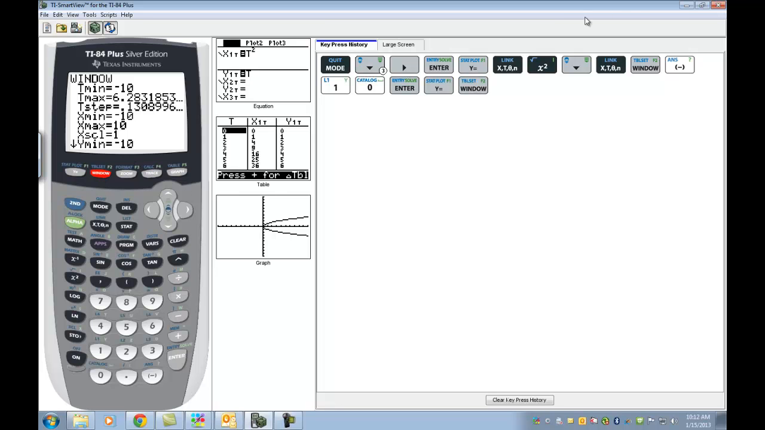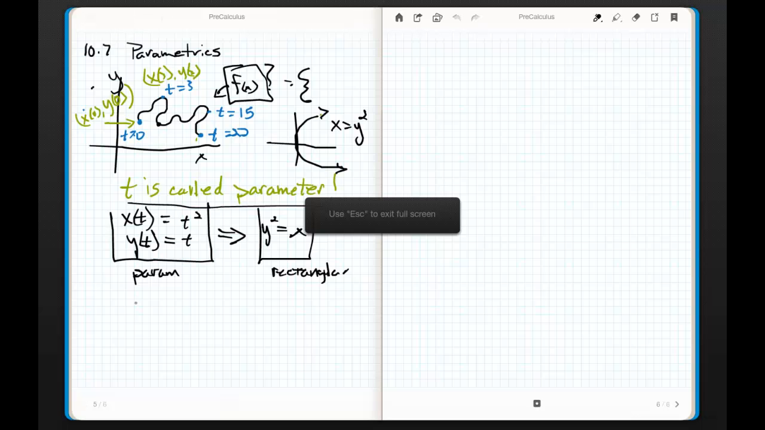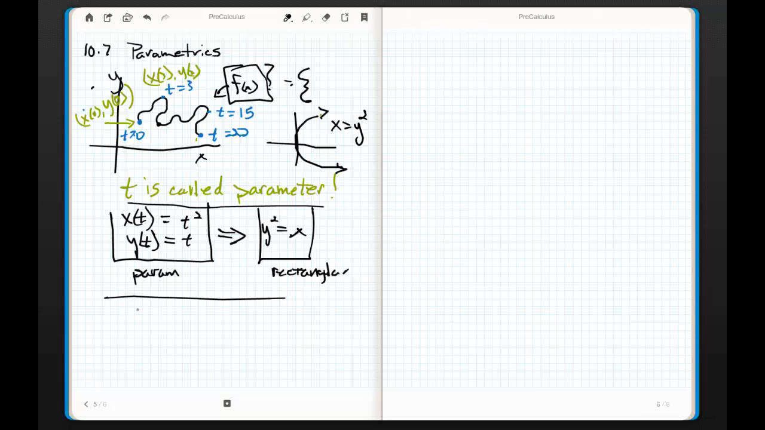Okay, let me shrink this back down and open this back up. Let's think about this. Let's try and take a rectangular equation and write it as a parametric. That's always the easiest. Watch this. Let's go y equals 3x minus 4. We know what this looks like, right? I go down to -4. I've got a slope of +3, and it's going to look something like that.